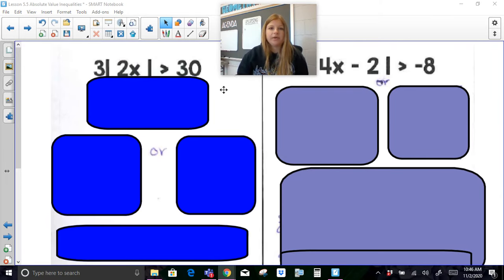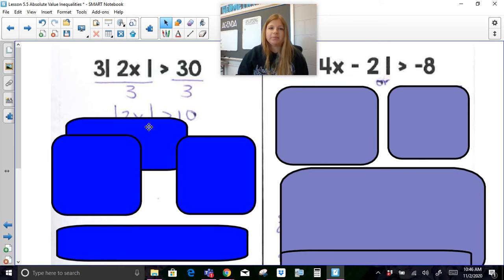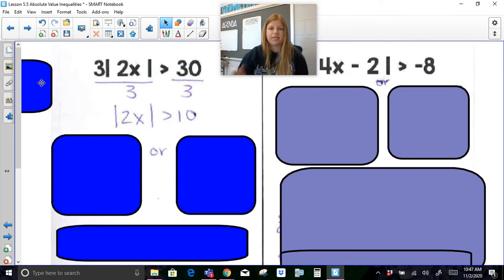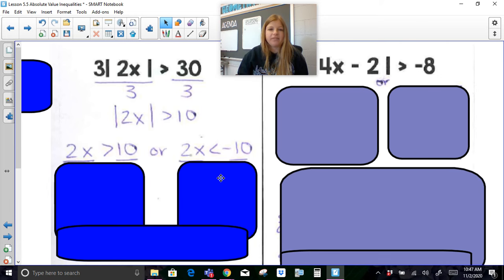Okay, so here's our greater than problem. We've got 3 times the absolute value of 2x is greater than 30. We first have to divide by 3. You always need your absolute value expression isolated. Now I can set up my two inequalities. So it's 2x is greater than 10, or 2x is less than negative 10. Again, for the second inequality, you change the sign of your number.